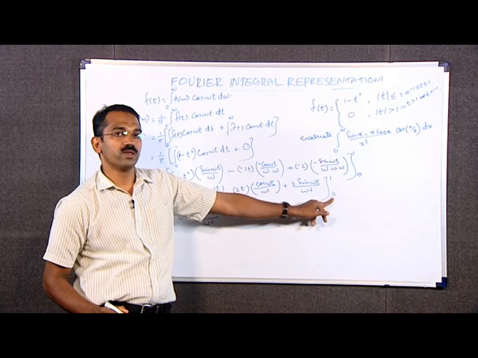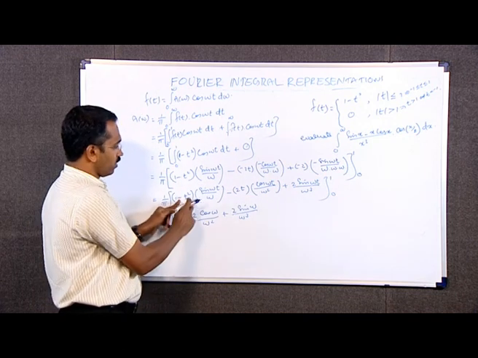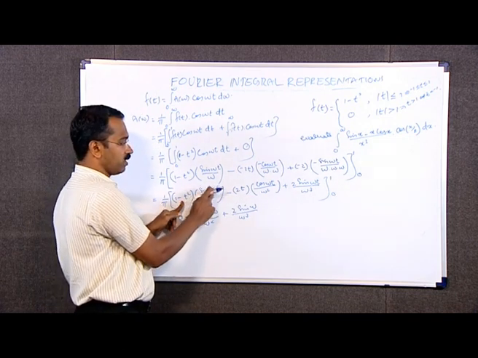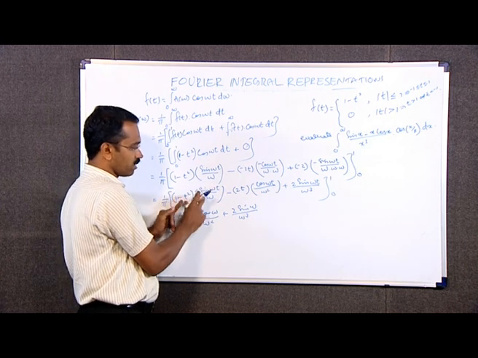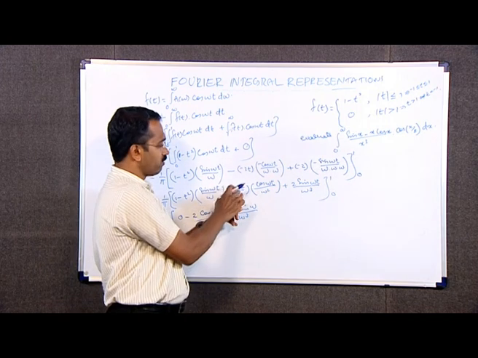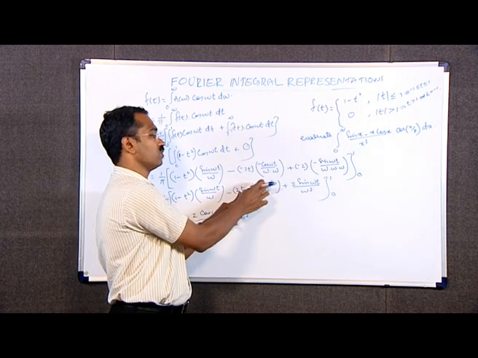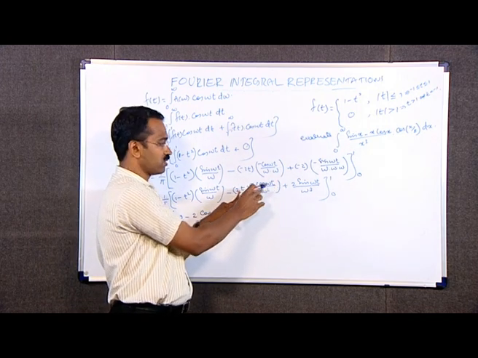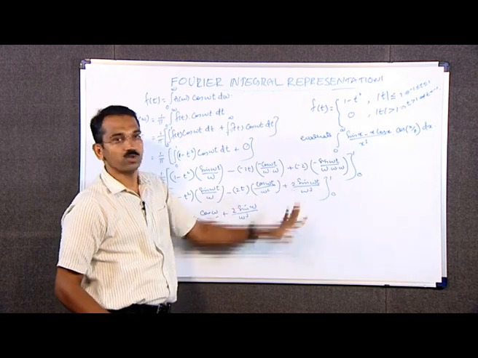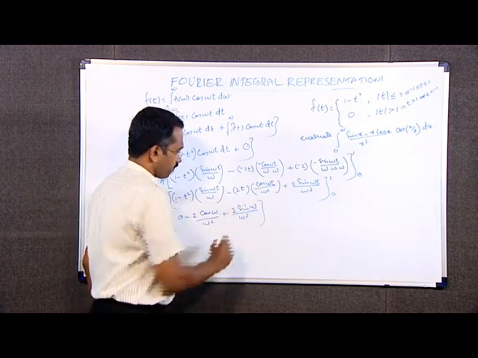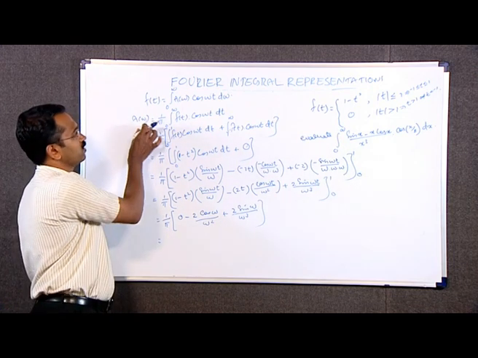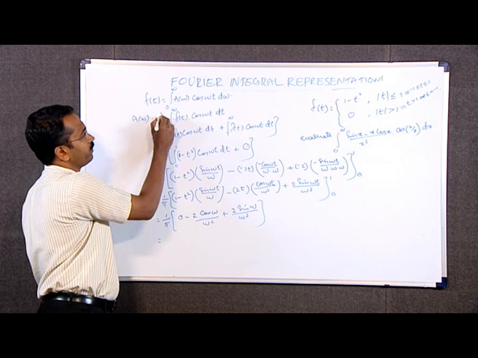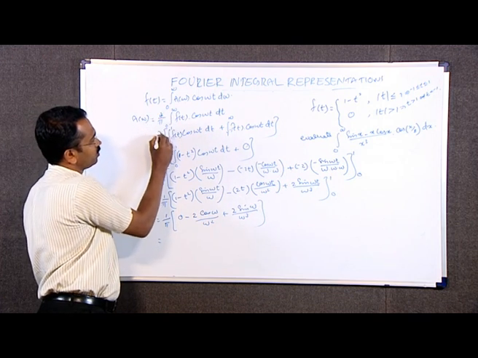When we apply the lower limit 0, the first term will become sin 0, means 0. Therefore, this will become 0. Here, when t equal to 0, 0 into cos omega t by omega square is 0. This term also will become 0. Therefore, this is equal to, in this expression for a omega, here it is 2 by pi, not 1 by pi, it is 2 by pi.